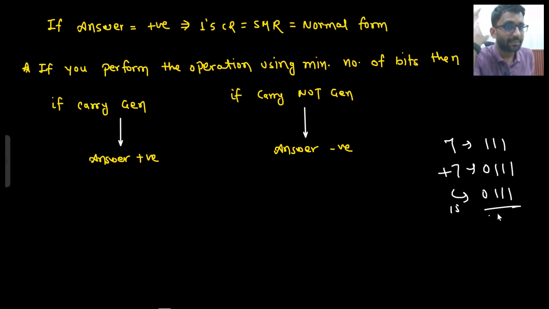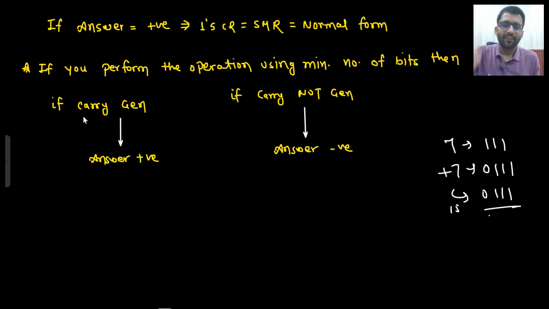That means if my answer is coming positive, I can say that my answer is in normal form, or in ones complement form, or in sign magnitude representation, or in twos complement form, right? You can say anything if your answer is coming positive.